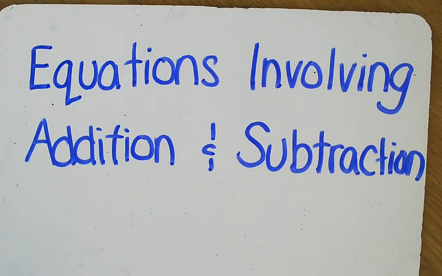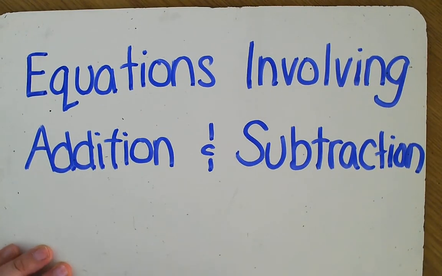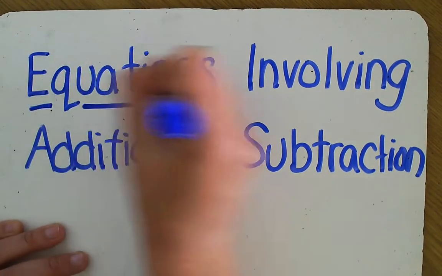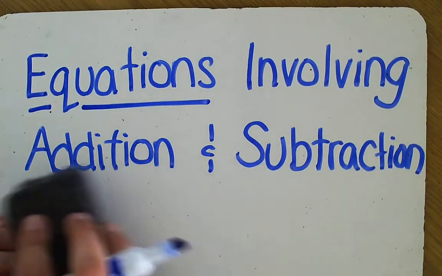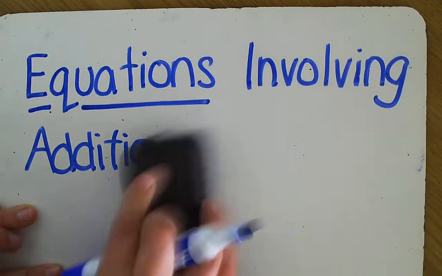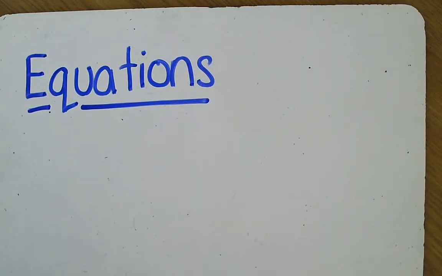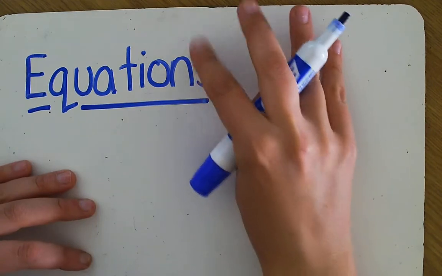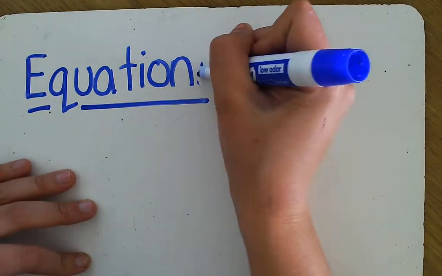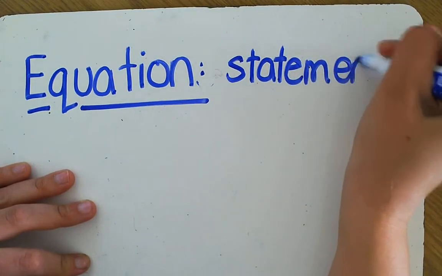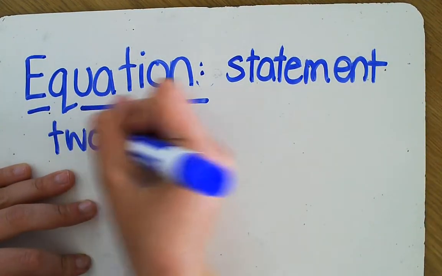Today we're going to be talking about equations that involve addition and subtraction. So the first thing that we need to do before we get started here is figure out what the word equation means, because we can't practice equations involving addition and subtraction until we truly know what an equation is. So an equation is a mathematical statement or sentence that says two things are equal.